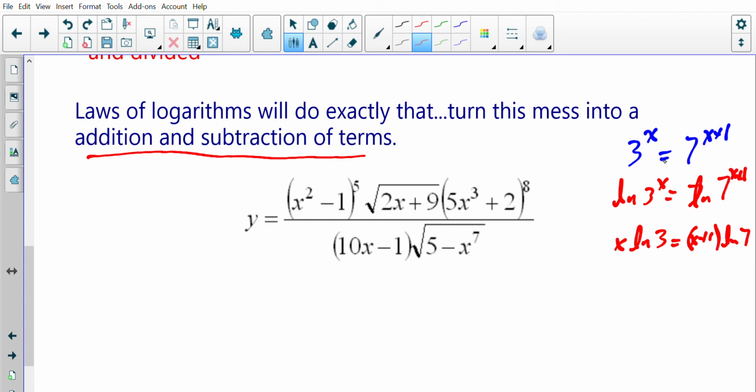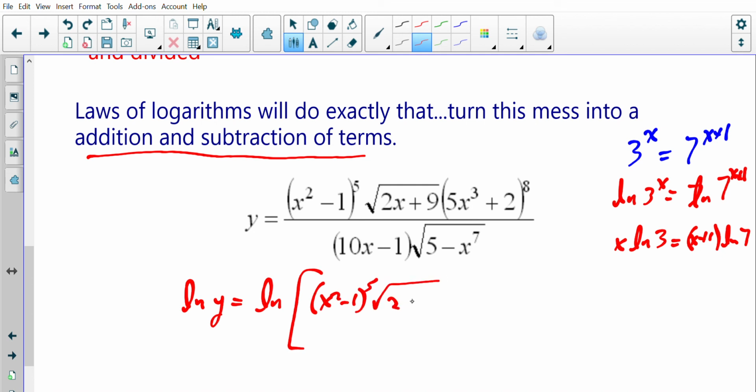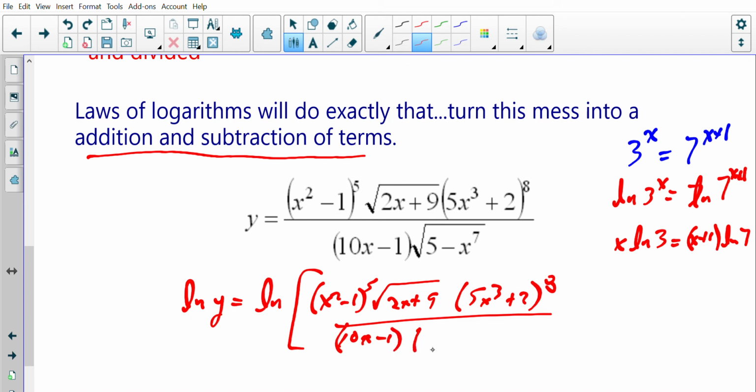We're essentially going to use that exact same strategy to turn this into a bunch of things added and subtracted, and I shall show you how that works. So we're going to take the natural log of the left side and the natural log of the right side. I've got to write this all out again. So it's x squared minus 1 to the 5th, radical 2x plus 9, 5x cubed to the 8th, over 10x minus 1 and 5 minus x to the 7th. So I've taken the natural log of both sides.